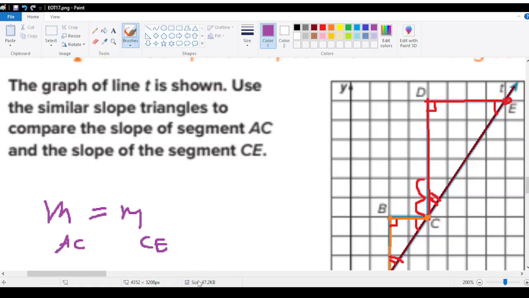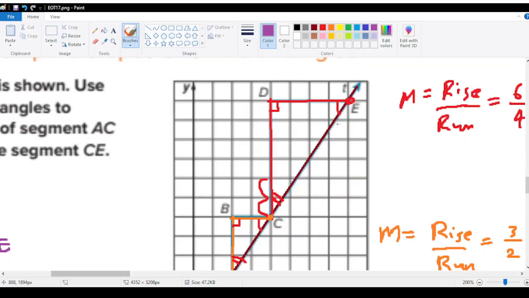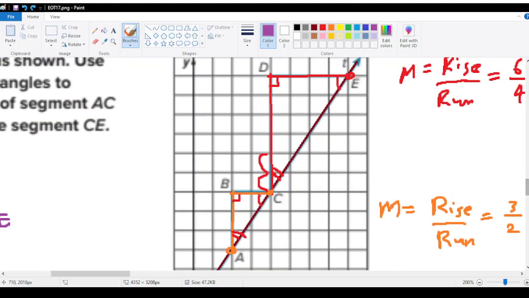If it is the same line, that means the slope will be the same because they are the same line. Okay? Here, it is the same line. This is the same line. We are not talking about two different lines. It's the same line. So, of course, if it's the same line, the slope will be the same. Either you took it from AC or you took it from CE, the slope will be the same. Understood?